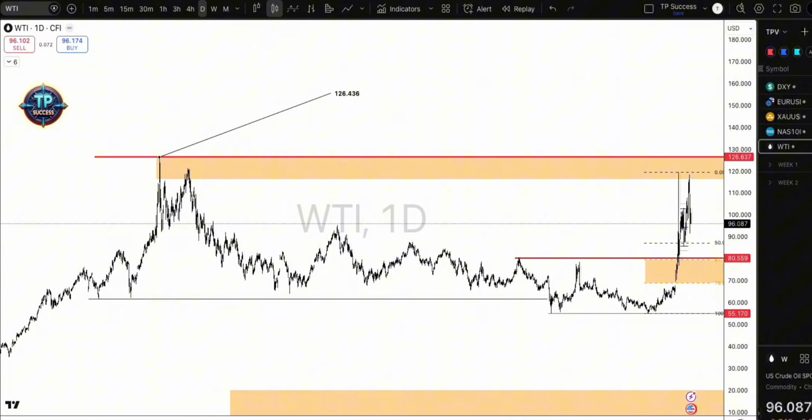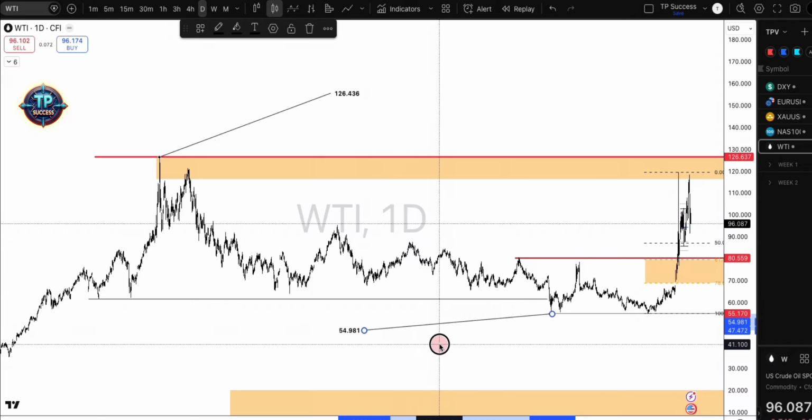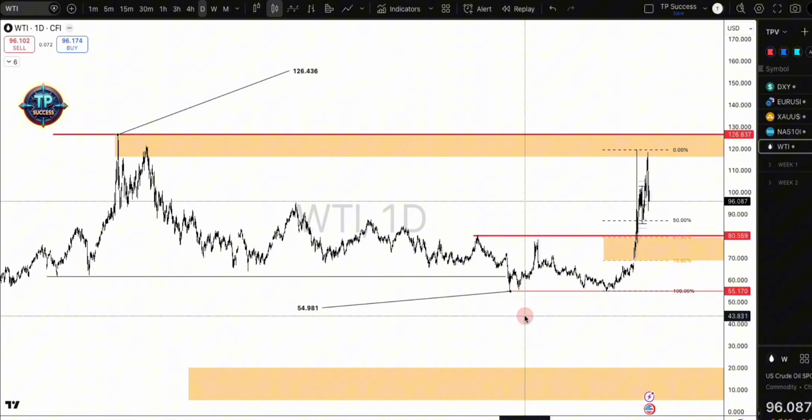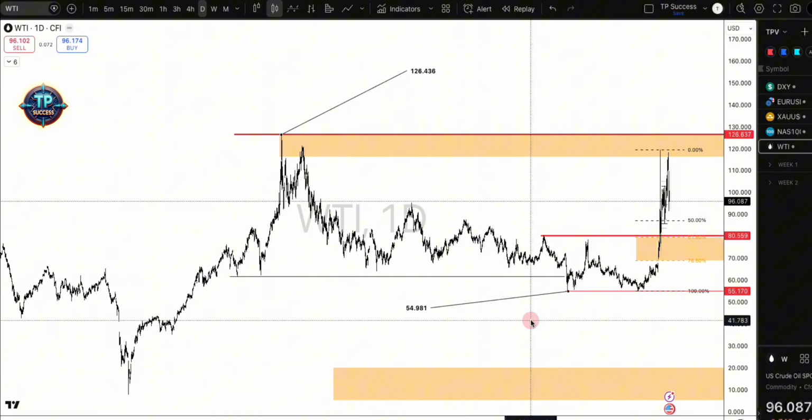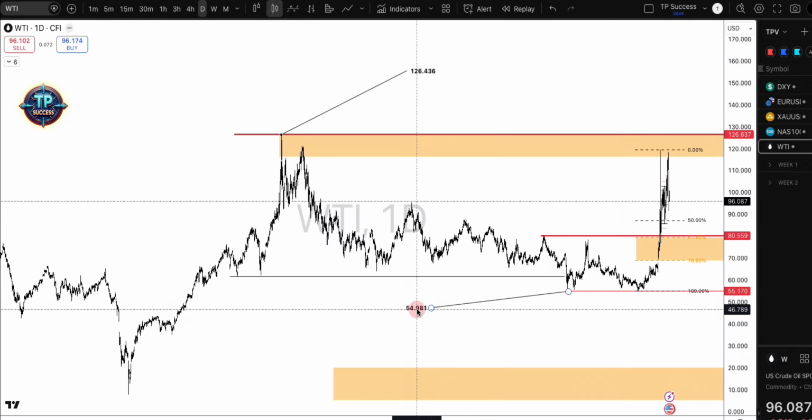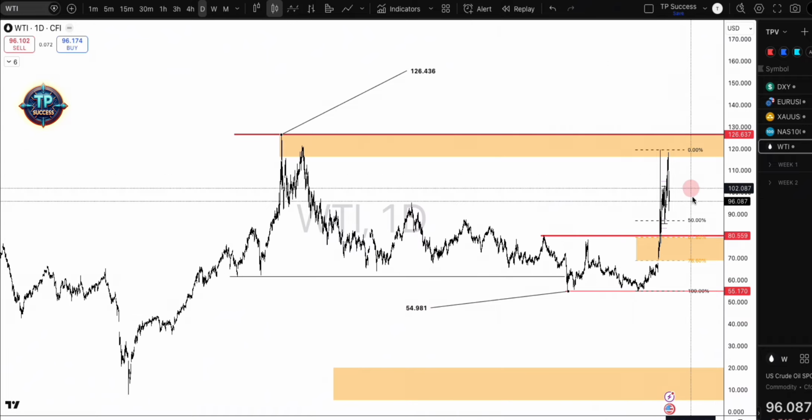And if we get a close below this level right here, the level of $54.98, it's fair to assume that we've gone back to a normal setting, and oil is returning back to normal. This level we will see on the news in the form of a ceasefire. So wherever it is, it will drop all the way down and it will come lower and lower and lower.